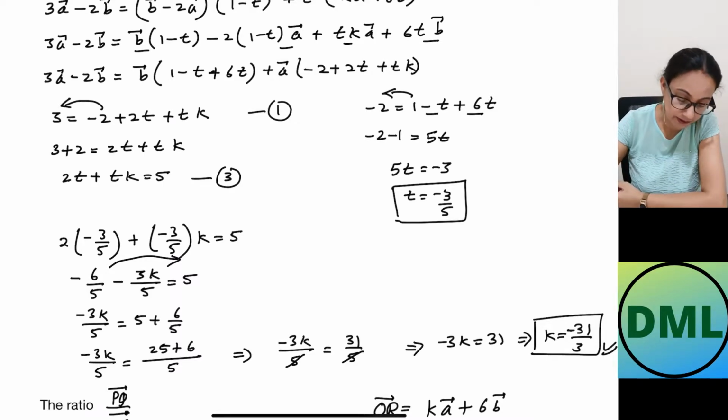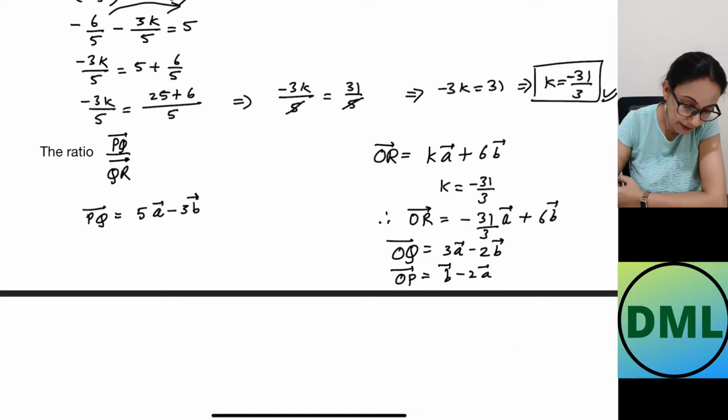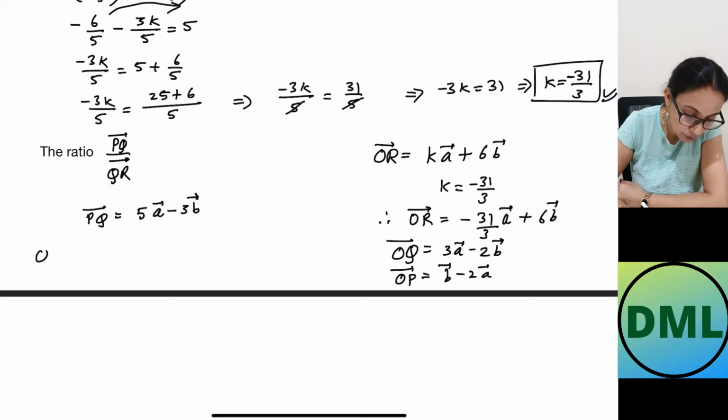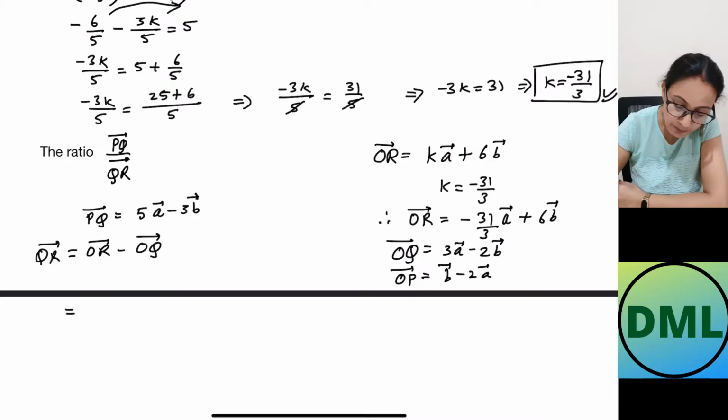Now I have to find the ratio PQ to QR. PQ we just figured out earlier, which is 5A minus 3B. Now I need to find QR. If I write QR in position vector form, the QR vector will be OR minus OQ. Let's substitute the values here. OR is basically KA plus 6B, and the value of K is minus 31 over 3. So I am substituting it here, and I get OR as minus 31 over 3 A plus 6B.